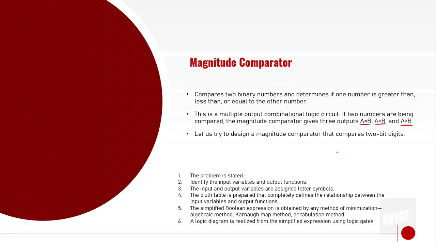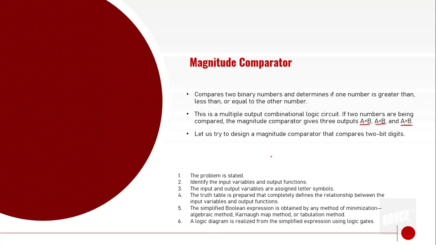Now, to give you a glimpse paano mag-design ng combinational logic circuit, we will also be discussing how to design yung ating mga combinational logic circuits in the next lectures. Now, we will try to design today a magnitude comparator that compares 2-bit digits. Okay, so start lang muna tayo sa 2 bits kasi if we are going to design yung 3 bits and 4 bits, medyo malaki na yung ating circuit. So the design procedure has these 6 steps.